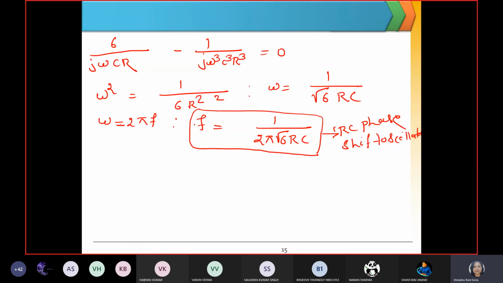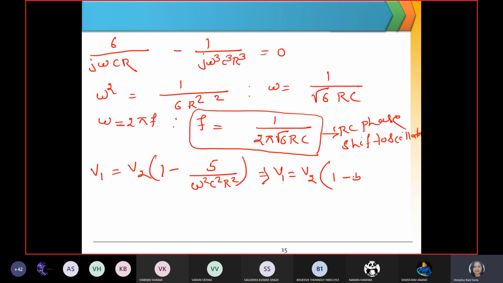Now we got the frequency factor by solving the imaginary part. Now we have to solve the real part. So the real part is V1 equal to V2 times (1 minus 5 whole divided by omega square C square R square), which can be written as V1 equal to V2 times (1 minus 5 into 6), because 1 by omega square C square R square is nothing but 6. So 5 into 6, guys.